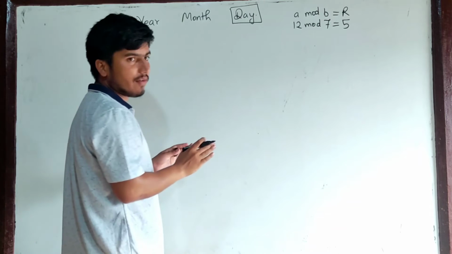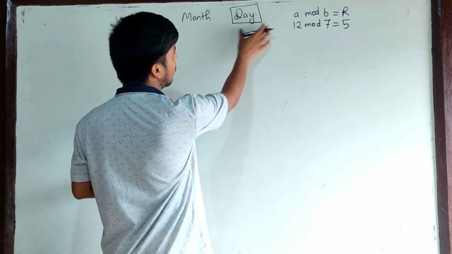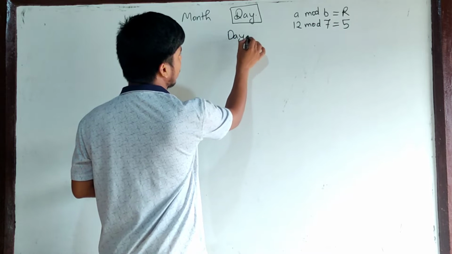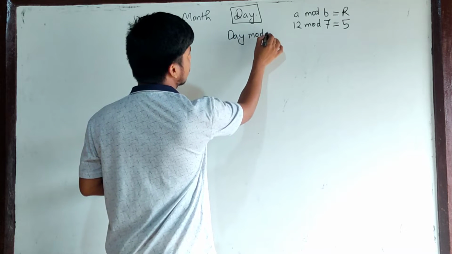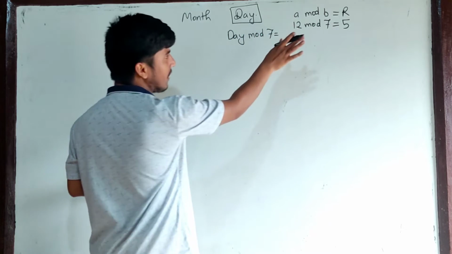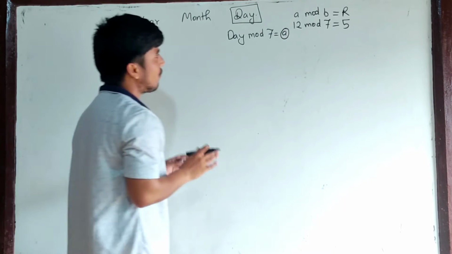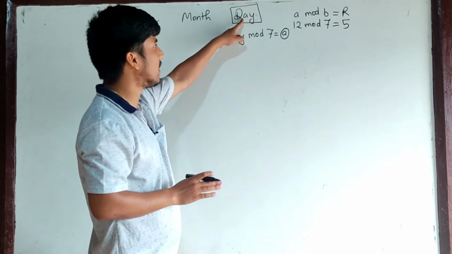So first of all, we are going to perform modular division on the day by 7. Day mod 7 will give us a remainder, and we will let this be A, our first code, for the day of the month.